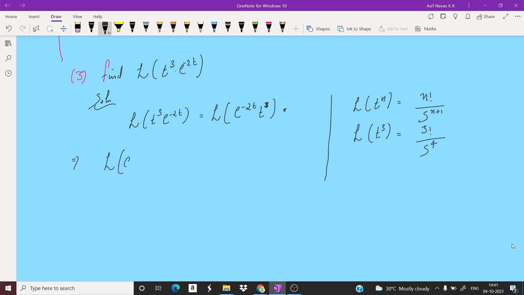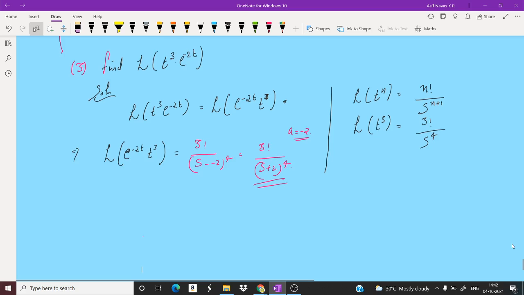for L of e raised to minus 2t t cube, we will use the first shifting theorem. So here a is equal to minus 2, right? So we will replace s by s minus minus 2. So this is 3 factorial divided by s minus minus 2 all raised to 4. That is equal to 3 factorial divided by s plus 2 all raised to 4. So this is the Laplace transform of e raised to minus 2t t cube.